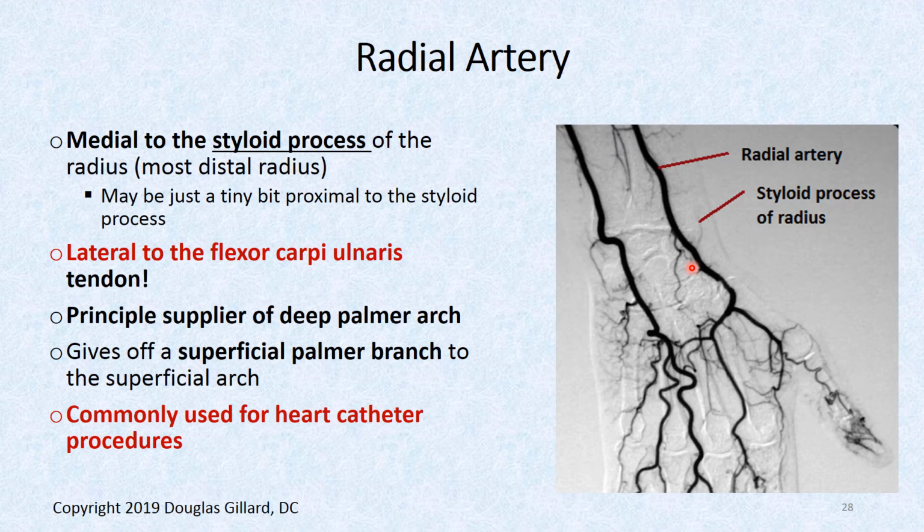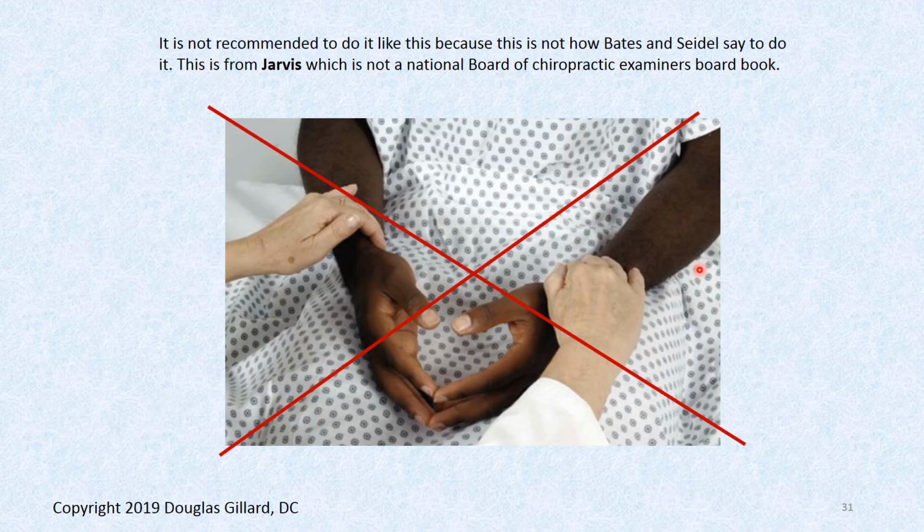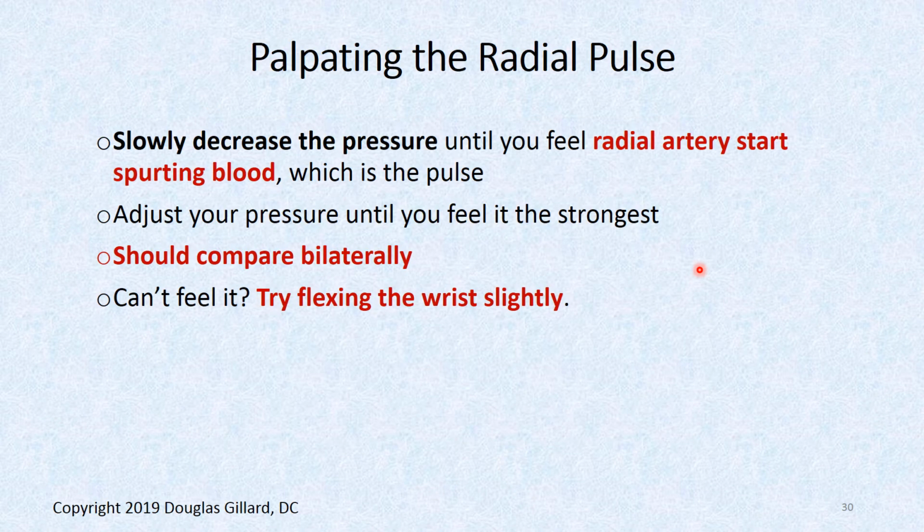Radial artery, we're pretty good, but I'll show you how the board books want you to do this. Of course, it's medial to the styloid process. That's right at the base of your thumb. You all know where that is. I don't have to belabor this point. This is from Bates. This is the way you're supposed to take the pulse. You're not supposed to wrap your fingers around like that. That's from Jarvis, right? I wouldn't do that if I was being tested with the boards, because that's not a board book.